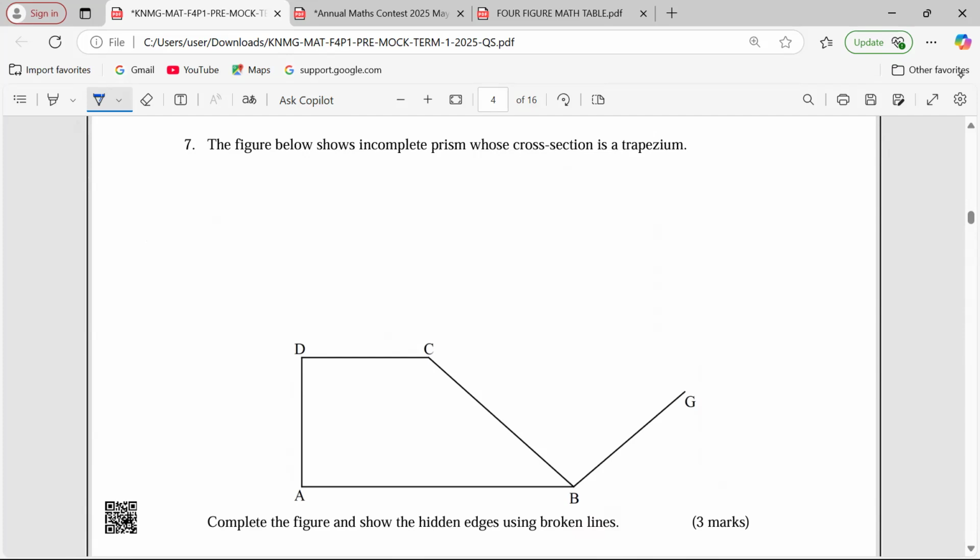So to complete the solid now, you have to join the points. Then the upper part, then a uniform length. So at that point now, we can indicate the length that we cannot see clearly using dotted lines.